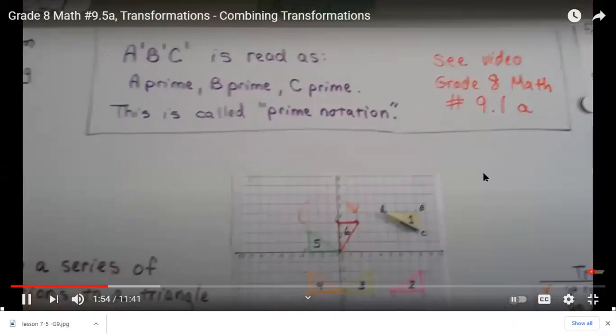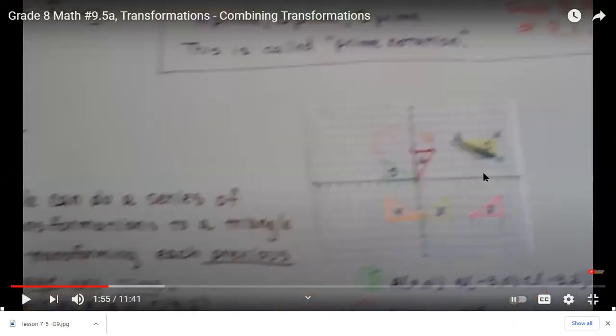Yes, someone said miss. Yes. Is it the figure with the prime, the pre-image or the image? Pre-image, this is the original figure, A, B, C. But the image, it will be with prime. A prime, B prime, C prime. Okay, is this your question? Yes, thank you. Okay, you're welcome.